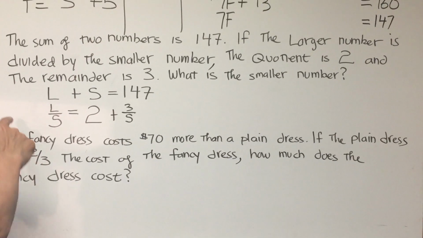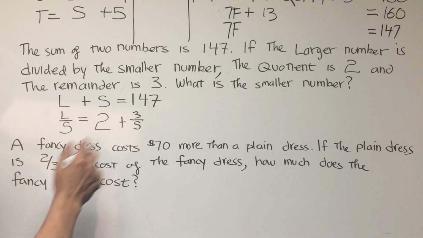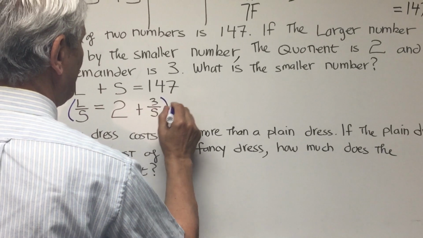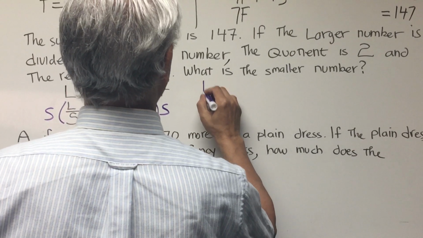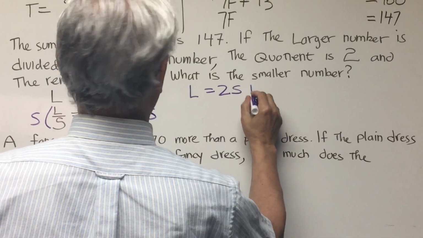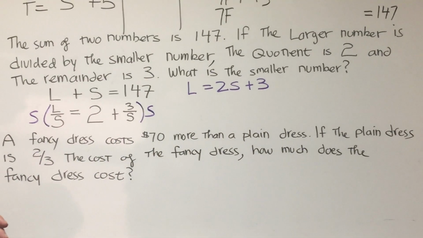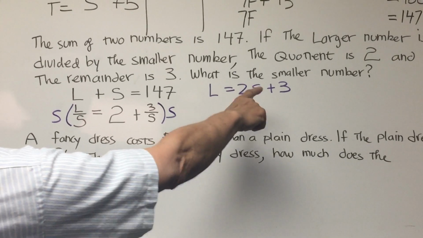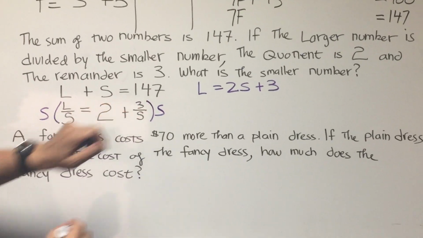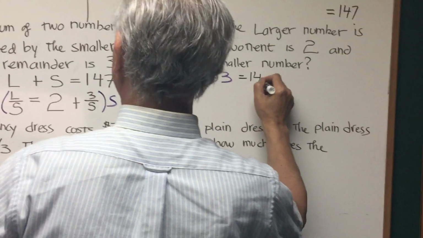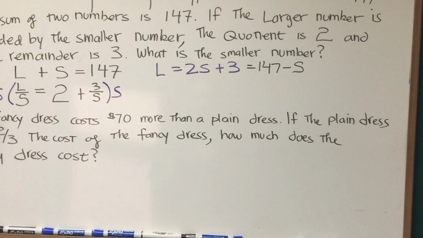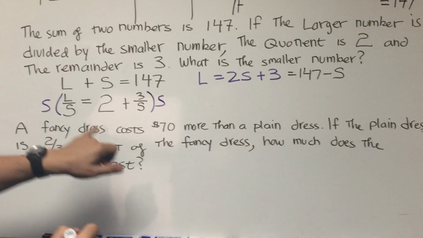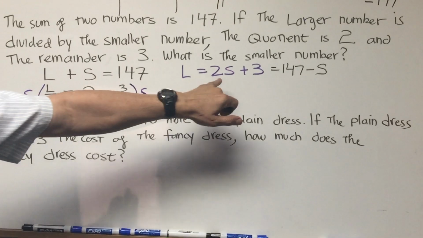So what we want to do here, how about we multiply this second equation by s to get rid of the fractions? So I'm going to multiply both sides of this equation by s, and that's going to give us L is equal to 2s plus 3. So what do we want? The smaller number. So I see that L is equal to 2s plus 3, but L is also equal to 147 minus S. From the first equation, L plus S equals 147, we know that L is equal to 147 minus S. We also know from the second equation that L is equal to 2S plus 3.